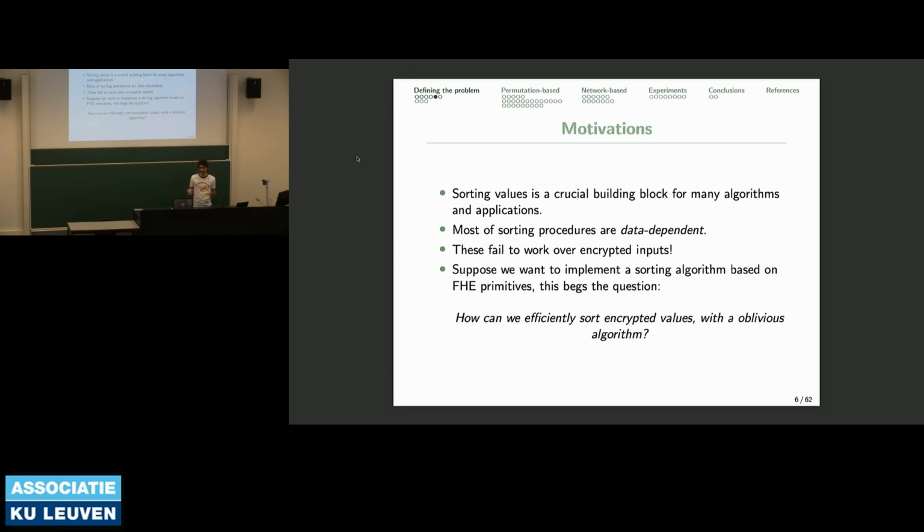So we have a lot of ciphertext, but we cannot really read them. So the question is, how can we sort values which are encrypted using oblivious algorithms? And oblivious algorithms are these kind of algorithms whose set of instructions is always constant and doesn't depend on the input data.